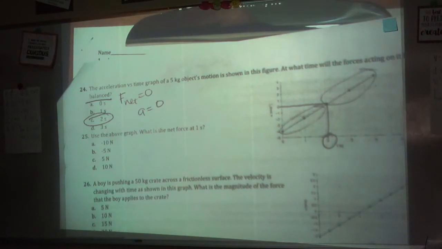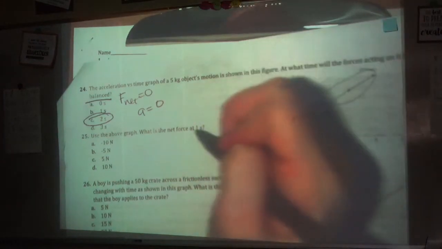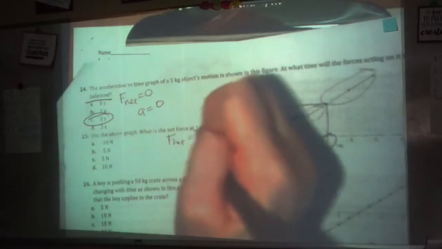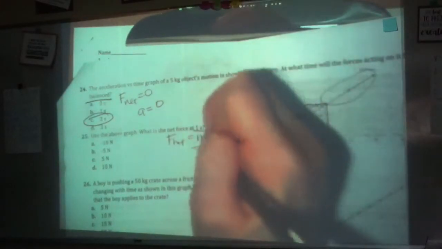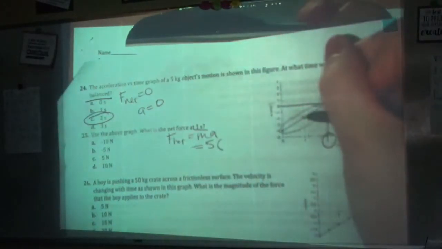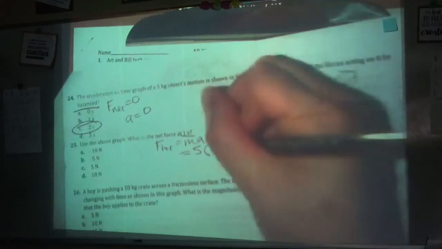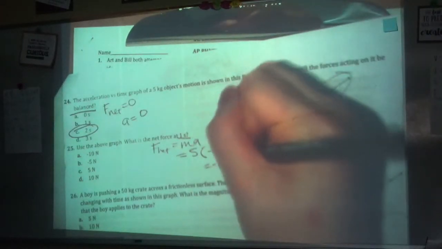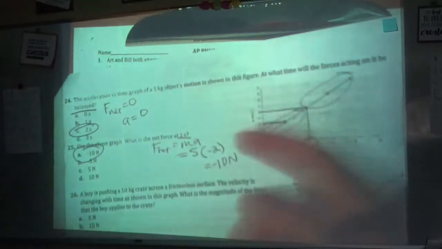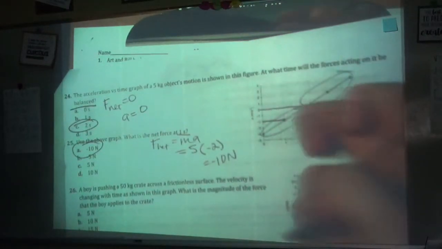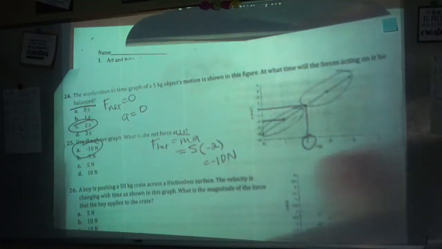Using the graph above, what is the net force at 1 second? So F net is equal to ma, mass of 5. Acceleration at 1 second was -2. So that gives me -10 newtons. And the negative just means the net force is in the negative direction, whether that's left or down, etc.